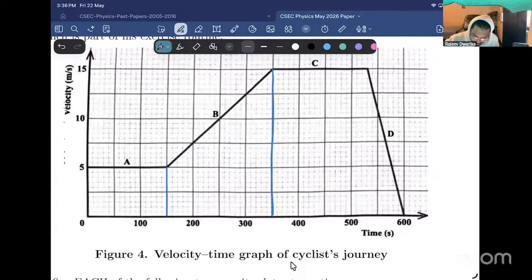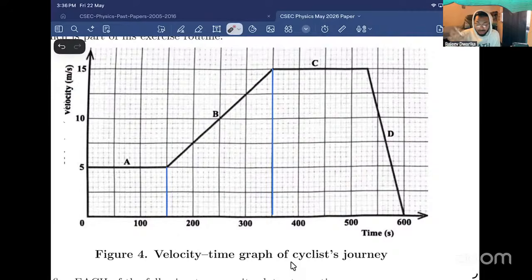It's the same procedure I'm going to follow. Same procedure. Alright, there we go. So nothing has changed. A is still uniform, a constant velocity. B is still acceleration. C is still constant velocity. And D is still deceleration. Nothing has changed. Hopefully you understand that.